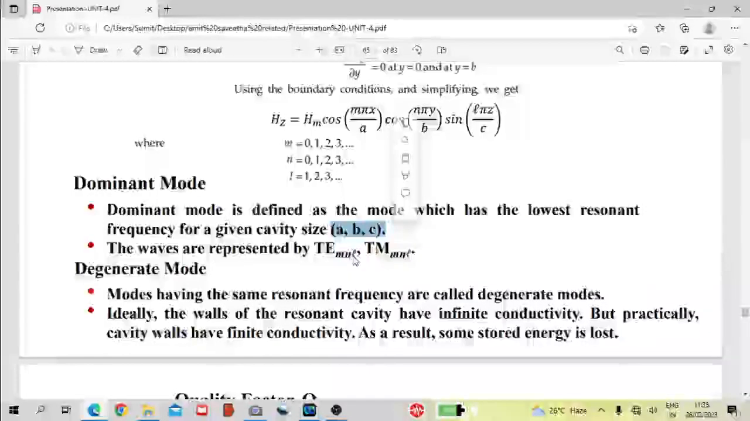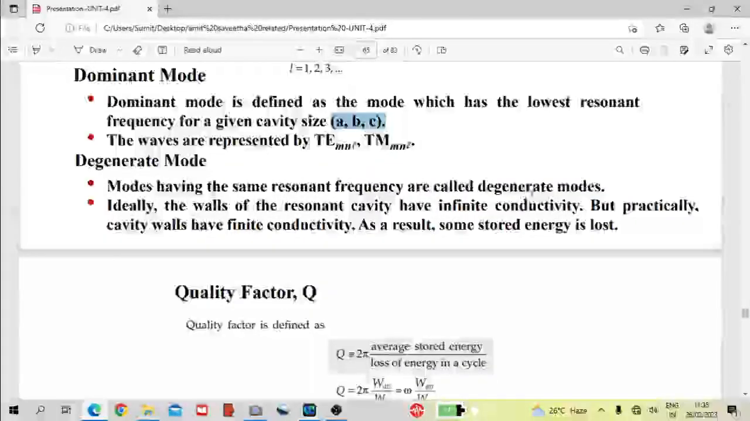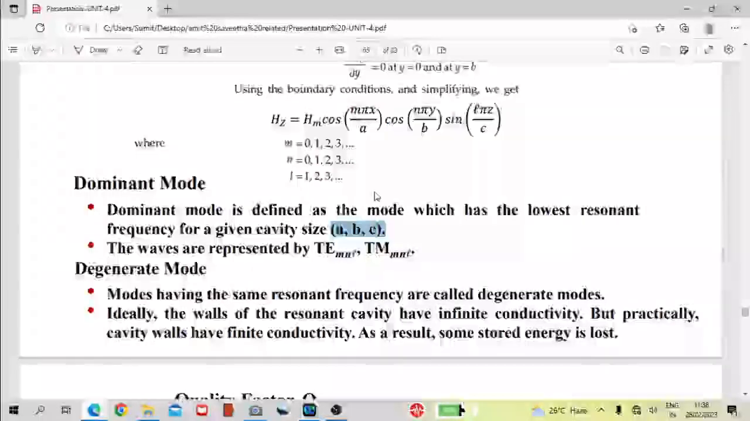Now what is a degenerate mode? Modes having the same resonant frequency are called degenerate modes. Two modes can have the same resonant frequency if all other parameters are the same. Ideally the walls of a resonant cavity have infinite conductivity, but practically the cavity walls may have finite conductivity because no conductor is perfect. As a result, some stored energy is lost as ohmic loss in that imperfect conductor.